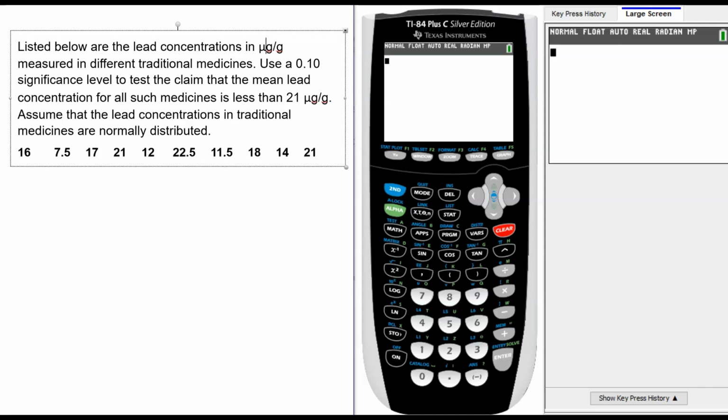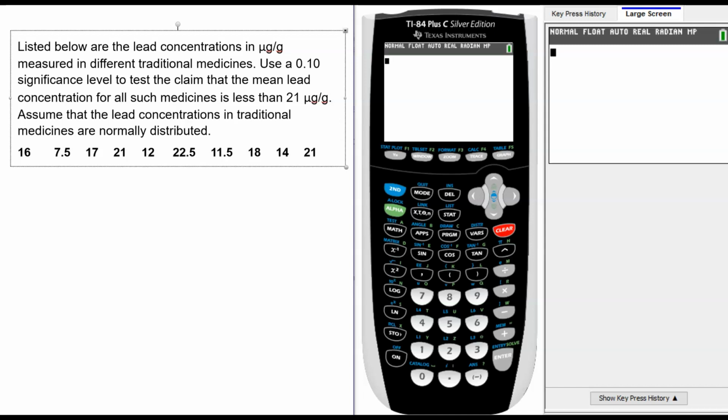Use a 0.10 significance level to test the claim that the mean lead concentration for all such medicines is less than 21 micrograms per gram. Assume that the lead concentrations in traditional medicine are normally distributed.